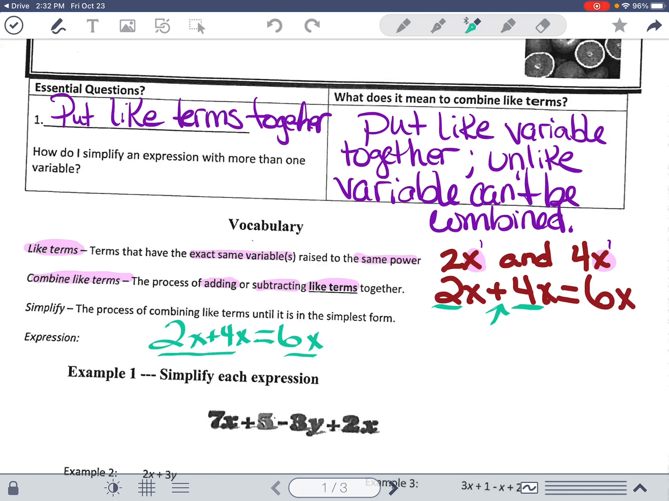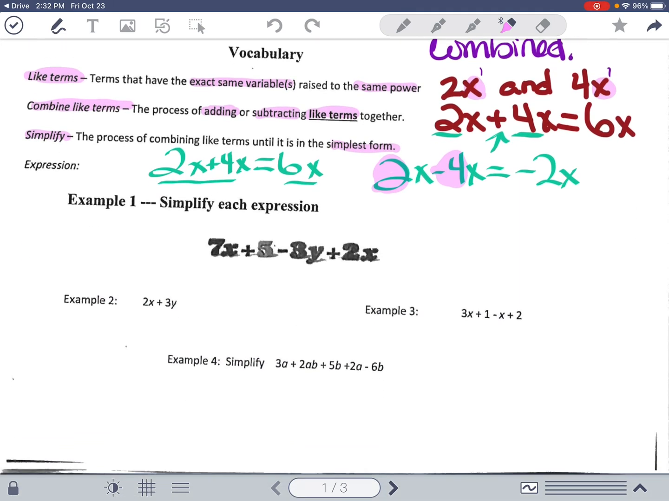These two equal each other. If we had 2x minus 4x, this would equal negative 2x, because we would combine the 2, take away 4. The variable comes along with it, and the exponent stays the same. All right, so those are some key terms that we need to focus on. Simplest form. Here's an example.